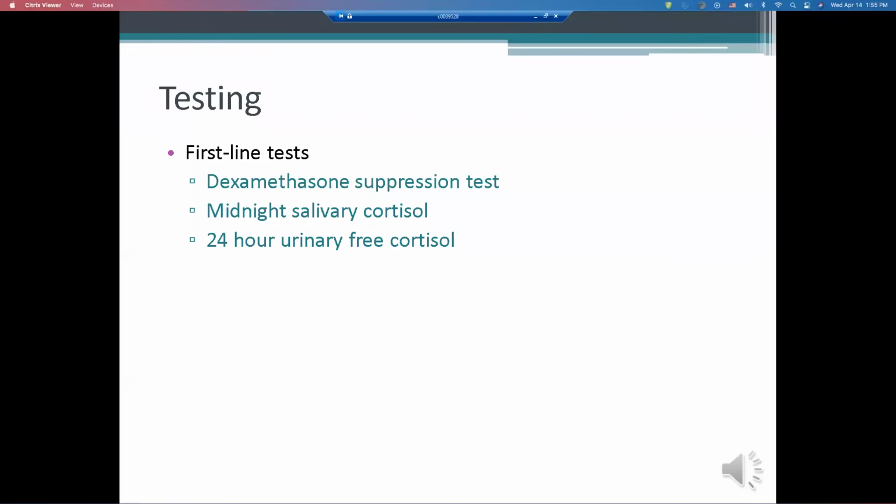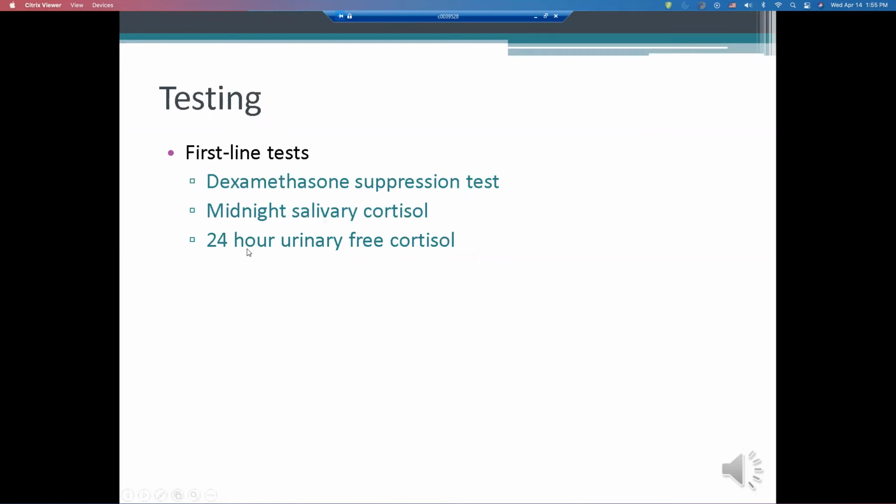The screening tests are 3: 1 milligram dexamethasone suppression test. And don't tell me about the 8 milligram suppression or the 2 milligram 48-hour suppression. Just remember the 1 milligram overnight dexamethasone suppression test, because that is a screening test. The rest are different purpose. The second screening test is the midnight salivary cortisol, and the third one is 24-hour urinary free cortisol.